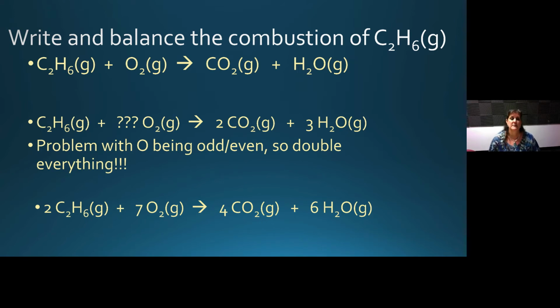2 C2H6s. Then we can have 7 O2s, making 14 O's, making 4 CO2 gases plus 6 H2O gases. So let's look at the balanced reaction. We have 4 carbons on both sides. We have 12 hydrogens on both sides. And then we have 14 oxygens on both sides. All right, I hope you're able to keep up with that one.